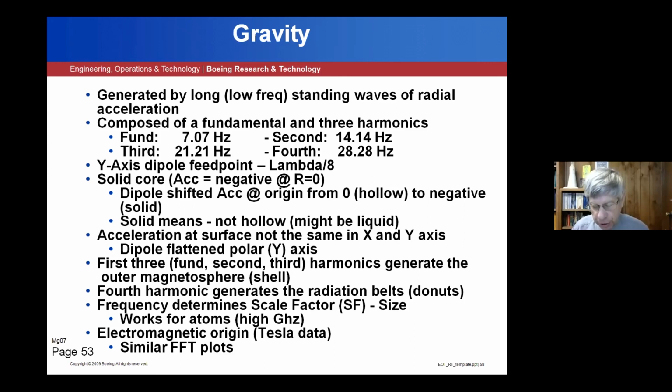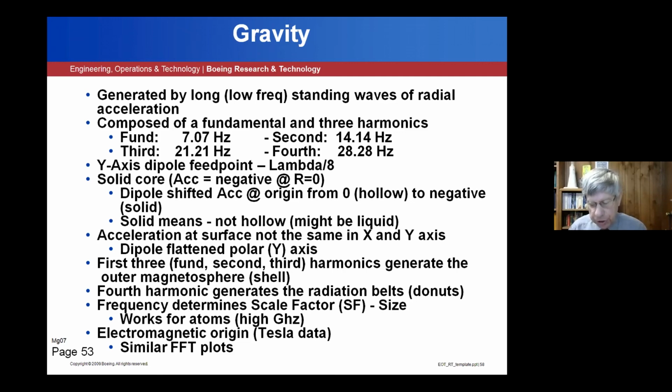Looking the other way towards the center of the Earth, the fundamental determines the outer edge of the ionosphere, or the edge of the Earth system. The three higher harmonics reside in the core, which causes the heat, the pressure, and the rotation of the planet. And these waves are all sourced from a dipole feed point located on the y-axis, separated 1/8 lambda on fundamental frequency.